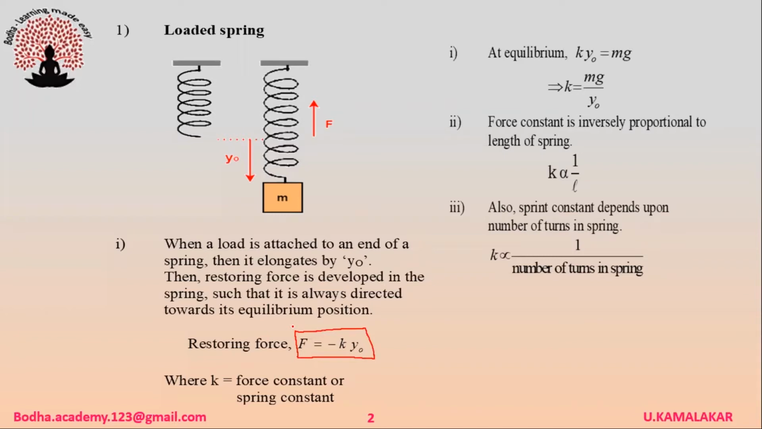At equilibrium, the upward force and downward force balance each other. Hence, K y naught equals mg. In such a case, we get spring constant K equals mg by y naught. Force constant is inversely proportional to the length of the spring. Also, force constant or spring constant depends upon the number of turns in the spring.